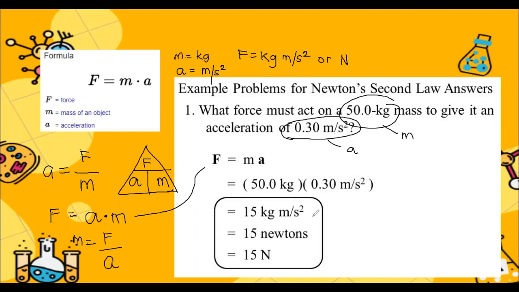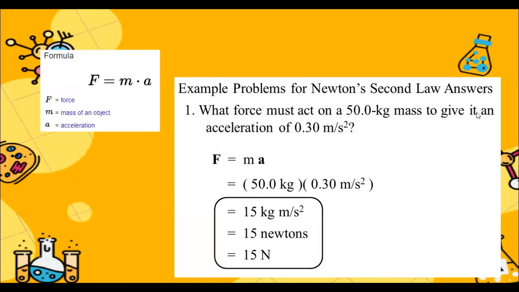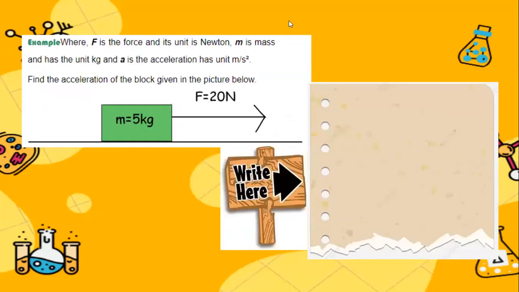So, if you multiply that, you will get 15 kilogram meter per second squared, or you can write it as 15 newtons, and you can also write it as 15 N. The letter N represents newtons. Alright, so that is an example for our law of acceleration. Next, we have another problem here.